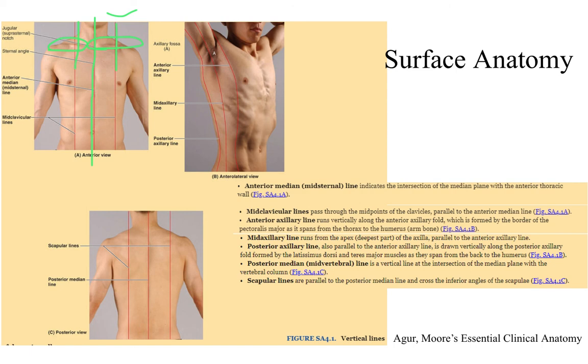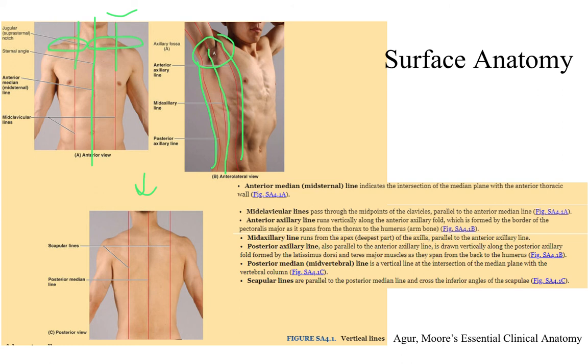So another important one is going to be your mid-axillary line. So if you look at this picture here, right here is the axilla, the armpit, and the line that goes right down the middle, down the lateral portion of the body, would be your mid-axillary line. And then just anterior to that, you see the anterior border or the anterior axillary line, and then the posterior border or posterior axillary line.